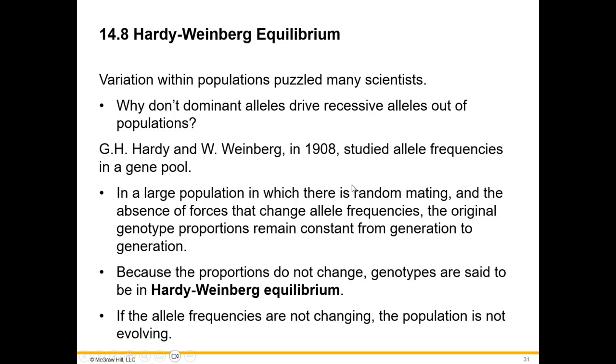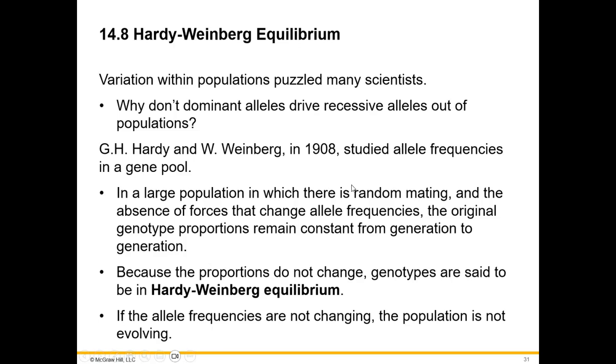The book also talks about the Hardy-Weinberg equilibrium. And we know that variation within populations puzzled scientists for many years. One of the main questions was, why don't dominant alleles completely drive out the recessive alleles? Hardy and Weinberg in 1908 studied the allele frequencies in a gene pool and found that in a large population where there is random mating and the absence of forces that change those allele frequencies, like a dry year or a wet year or something that would drive selection, the original genotype proportions will remain constant from generation to generation. Because the proportions do not change, those genotypes are said to be in a Hardy-Weinberg equilibrium.